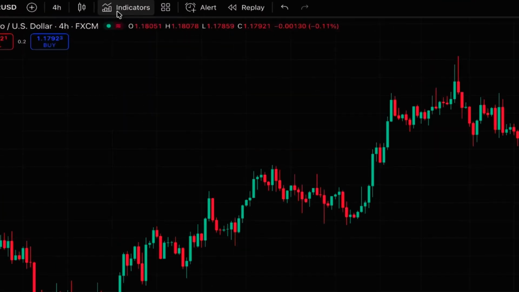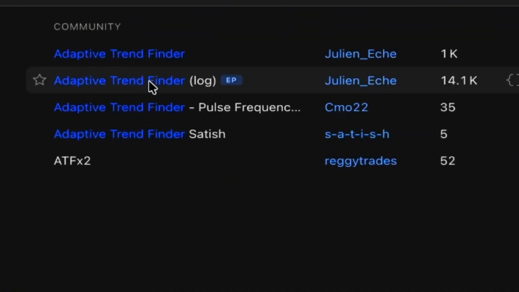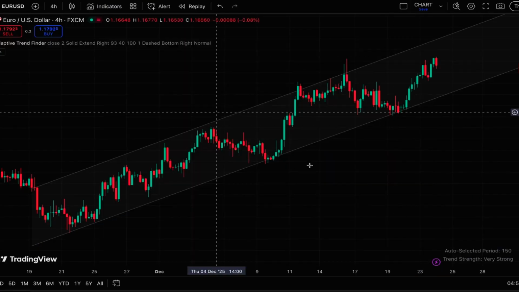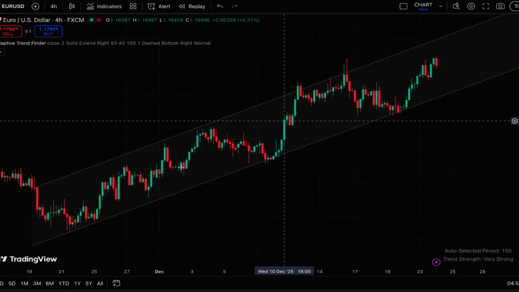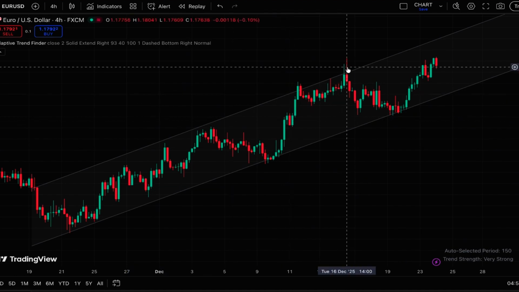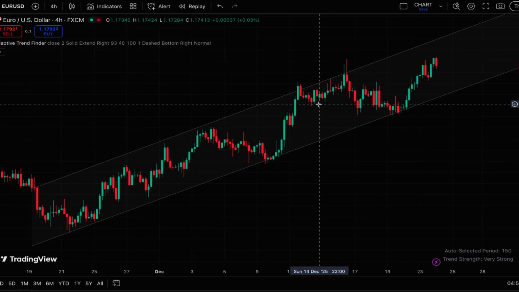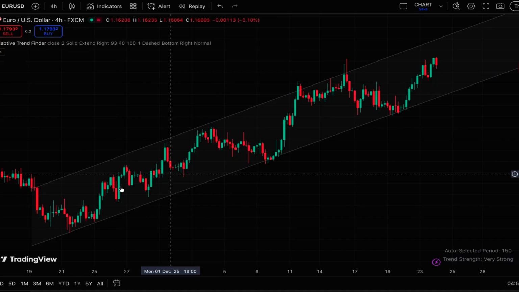Alright, the next indicator is called Adaptive Trend Finder. This one is an editor's picks indicator and is written by Julian H.A. Alright, when you add this indicator to your chart, the indicator automatically draws a trend channel for the current trend of the market. It calculates the best channel that perfectly fits the current trend of the market and shows it for you, so you can have a clear picture of the price that is moving in that direction.